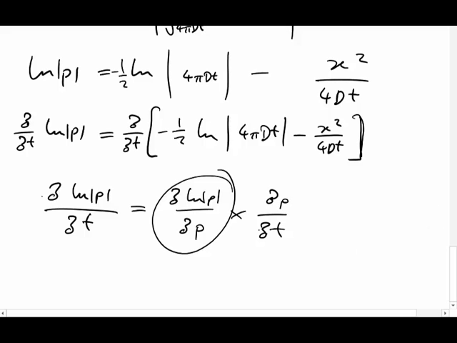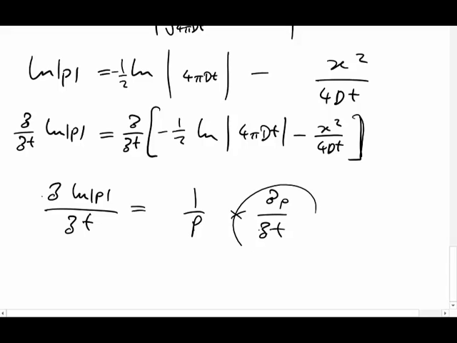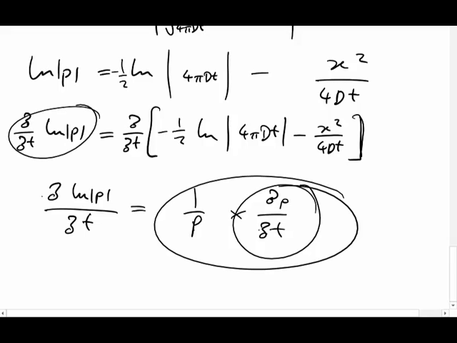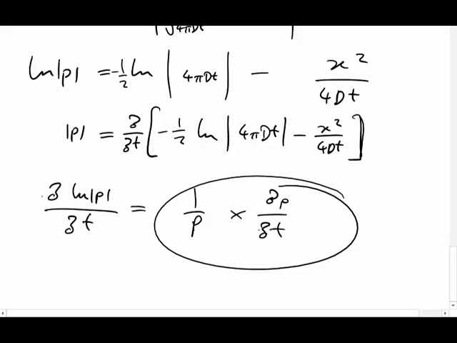So I can just replace this thing in here with 1 over p, but I'm going to have to multiply it by dp by dt. So in other words, I can replace this thing here by that thing there. Hopefully that makes a bit of sense. So I'm left with 1 over p times the derivative of p with respect to t. That's the whole idea there.